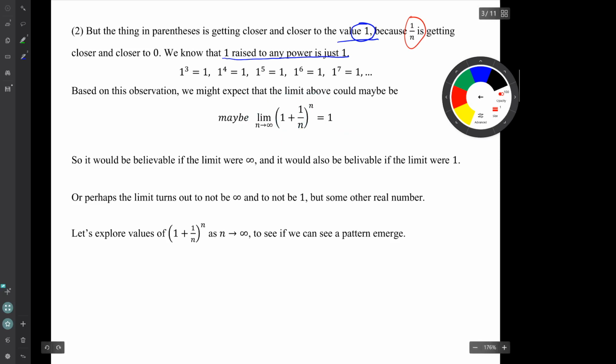So it would be believable if it turns out that the limit is infinity. It would also be believable if the limit were to turn out to be the number 1. Or maybe the limit will turn out to be not infinity and not 1, but some other real number. So to figure this out, let's explore some values of this quantity as n goes to infinity and see if we can see a pattern emerge.